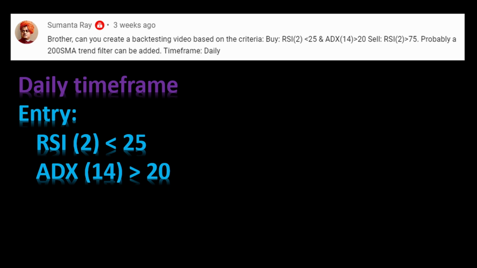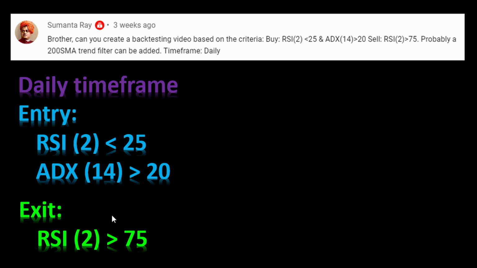So this strategy is the following. We're using the daily time frame and we enter a long position when the 2 days RSI is below 25 and the ADX 14 is above the value of 20, and we close a long position when the RSI crosses above the value of 75.